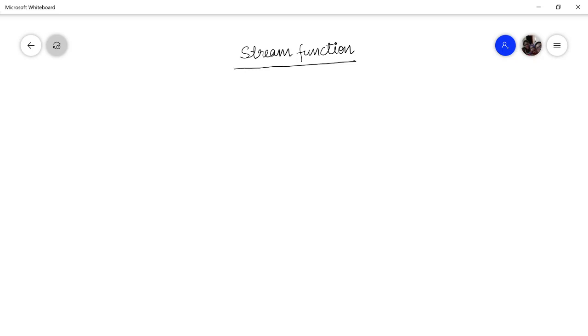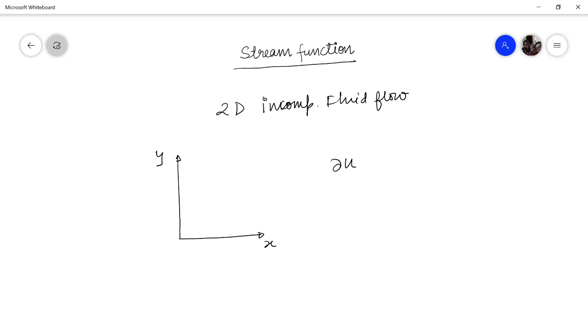Today I will be discussing with you about stream function. Now let us consider a two-dimensional incompressible fluid flow. Assume that this fluid flow is happening in a plane which is parallel to xy, and in this condition the mass conservation, that is the continuity equation, can be written as del u by del x plus del v by del y, and that will be equal to 0.